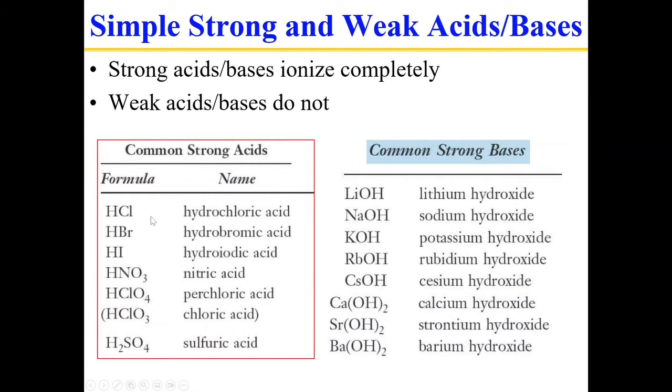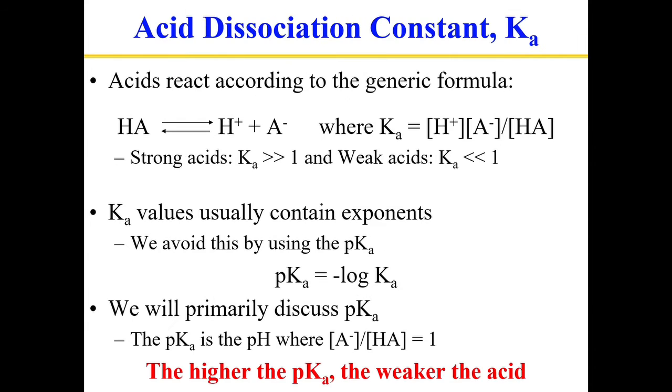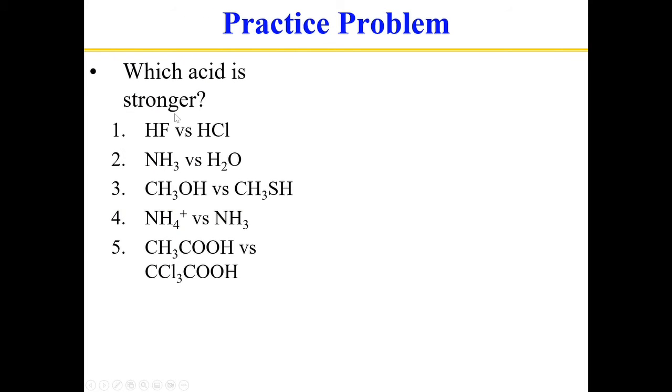And if you know this list, then when you're asked to compare the acid strength of two different acids, if one of them is on the strong acid list, like hydrochloric acid, and the other is not, then it's a safe assumption that this is a stronger acid. That tool of knowing your strong acids works from time to time.